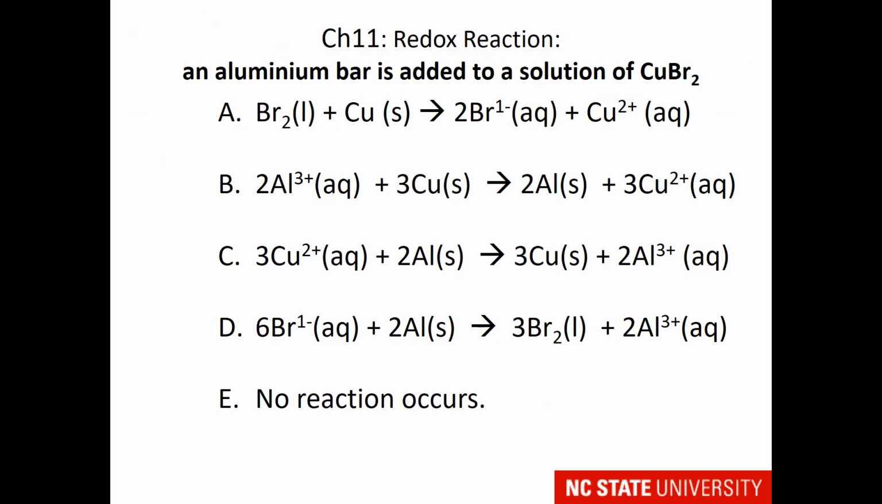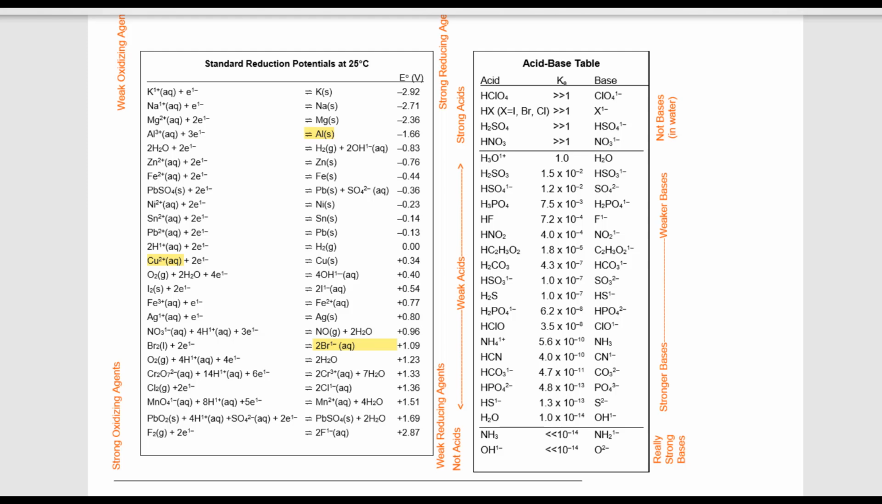Hopefully, redox is also familiar to you, just coming off test 4. And the important thing about redox is to actually circle what you have on the redox table. So it's important in this question to recognize that you have solid aluminium, copper 2+, and Br 1-. Here are those actual reagents highlighted on your redox table.